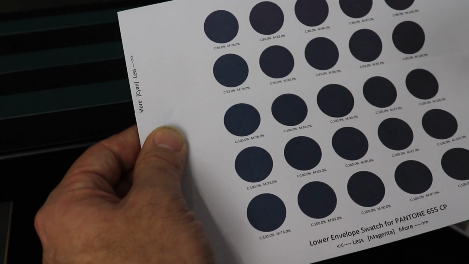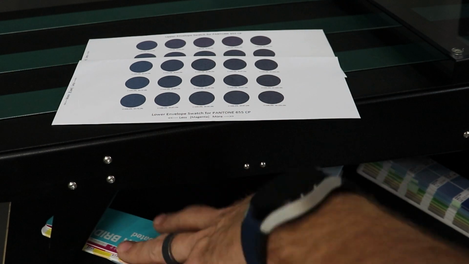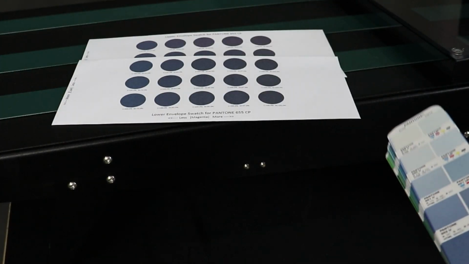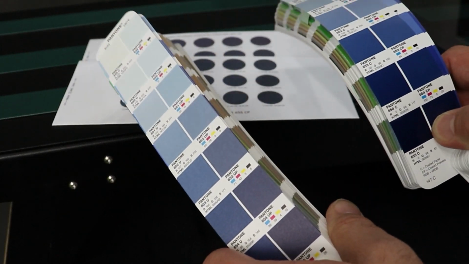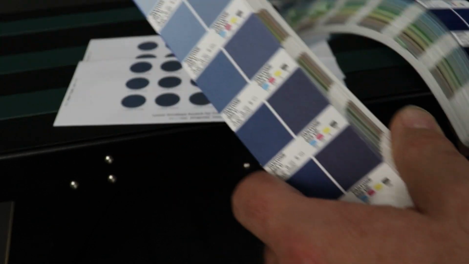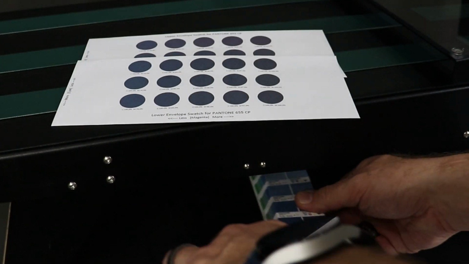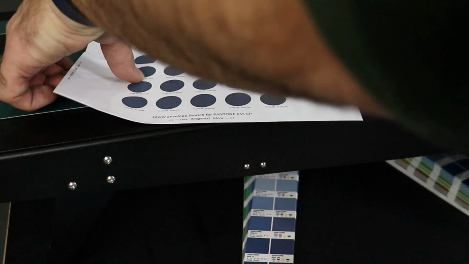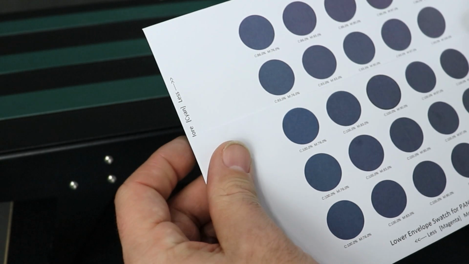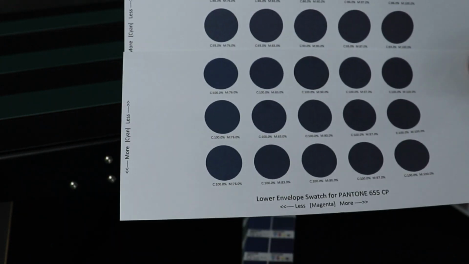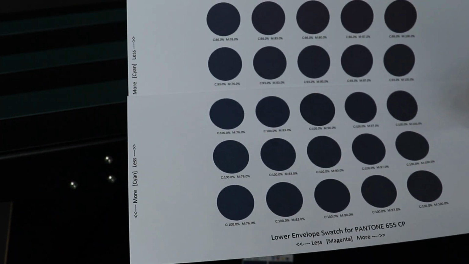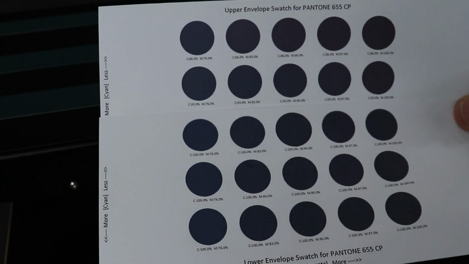Or you can always take it and compare it to a couple different Pantone books that you might have as well, coated or uncoated. Our paper's not coated, so we would look at the uncoated in this case. And then from here, we would just make note of any adjustments that we might need to, and then we could jump back into the computer and make those adjustments. So let's go do that now.